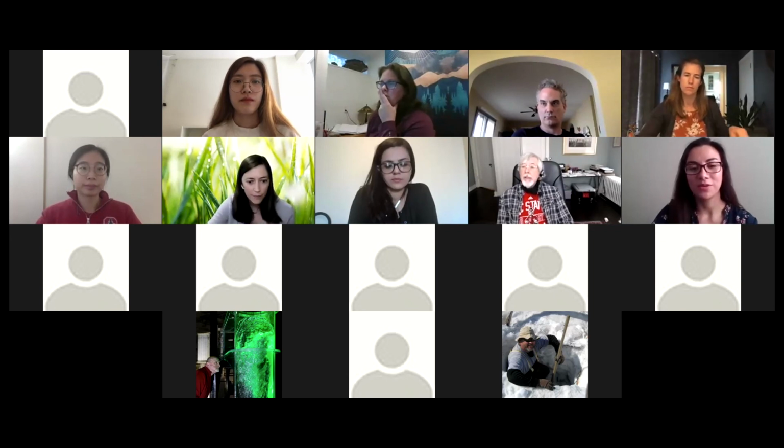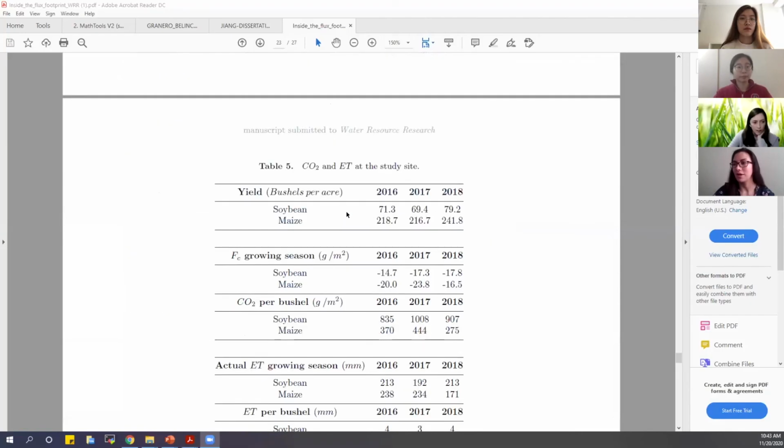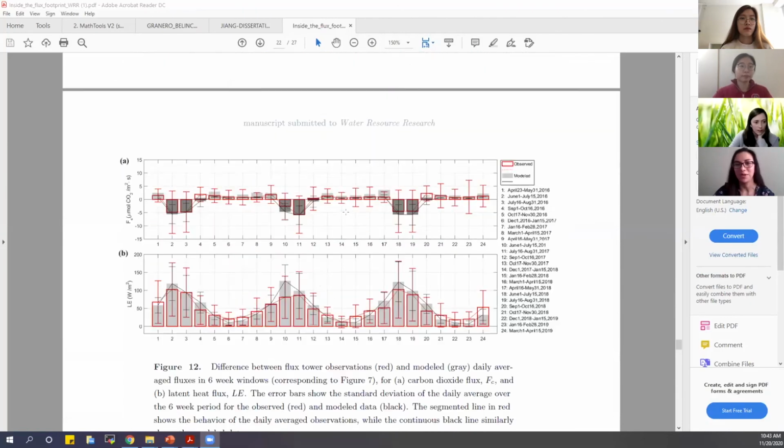Yeah, absolutely. You can immediately see, after the crops start growing, how latent heat flux and carbon dioxide flux start behaving differently. I can share my screen and show you one of the plots that we got from that analysis. I hope you're seeing my screen.